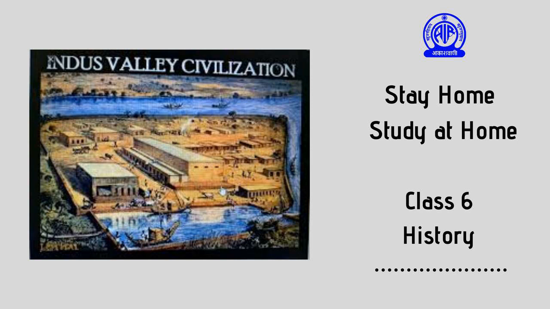So what they did is, when a person dies, then what happens? They used to put everything with them. The weapons, the clothes, the ornaments, instruments, everything they used to keep with them. That was a very different practice that was followed in Nile Valley Civilization.